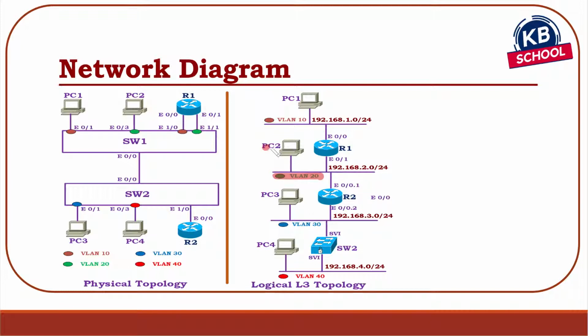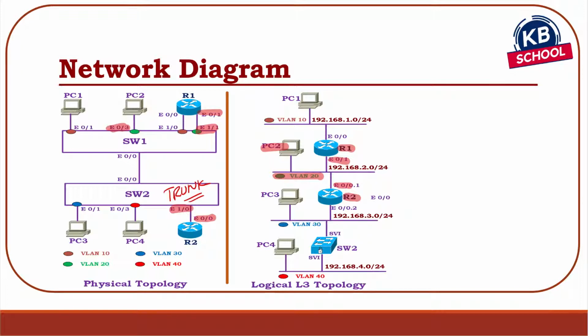VLAN 20 has 3 ports: PC2, which is E03, R1 E01, which is 11, so 0/3, 1/1, and the third port is a router with a sub interface, E00 sub interface. So on switch 2, this port needs to be a trunk. All right, that's all I got to do is trunk it. The rest of the configuration will be done on the router side to identify the sub interfaces based on the VLANs. I'll have one sub interface for VLAN 20 and another sub interface for VLAN 30 on router 2 using a single interface. So let's do this part first.